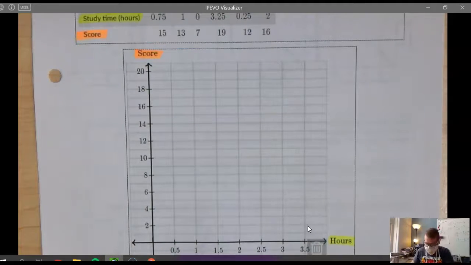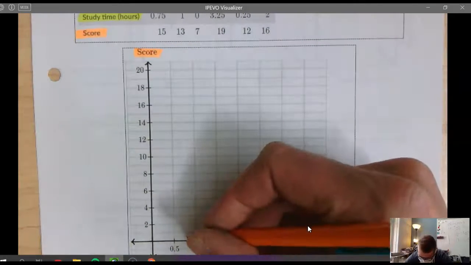So let's plot these points. Take a moment.